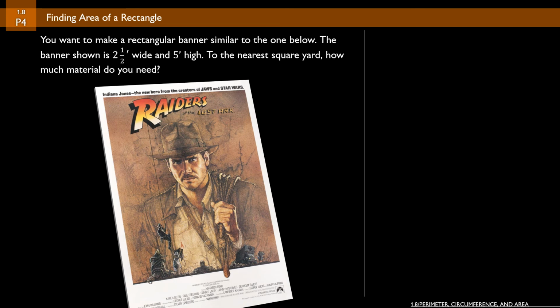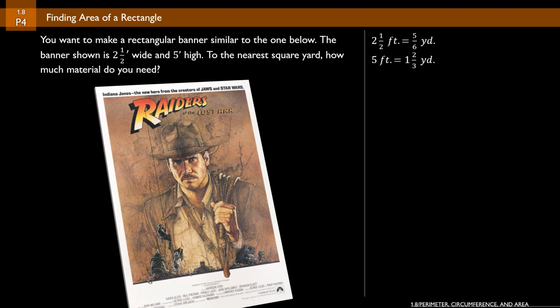So the first thing we're going to do is change 2.5 feet into yards. Remember that there are 3 feet in a yard, so 2.5 feet is 5/6 of a yard. 5 feet is 1 2/3 yards, so that is going to be 5/3 yards.